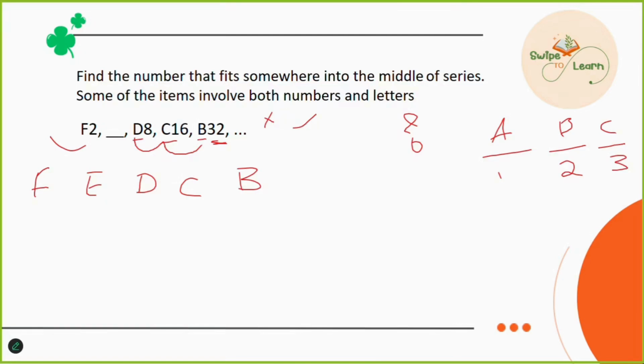Now we just analyze the numbers carefully. 2, 8, 16, 32. These are the numbers. Okay, while observing, the numbers are also following a pattern. Did you observe that? Yes. So this is the power of 2. Power of 2. So 2 power 1.